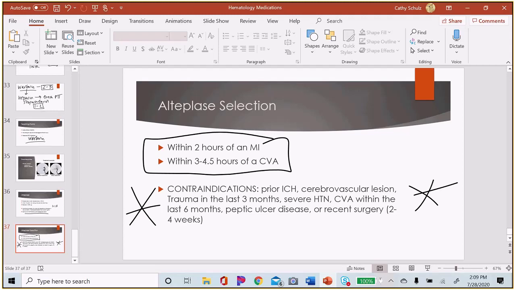If they've had any trauma in the last 3 months, so maybe they were in a car accident 3 months ago, and who knows what kind of injuries they've had inside, then they might bleed from those areas again. If they have severe hypertension, the reason not to give it is because hypertension in and of itself is a risk for a hemorrhagic stroke. If they've had a recent CVA, if they have a history of peptic ulcer disease, because it's going to bleed, or if they've had very recent surgery, because it'll bleed there.